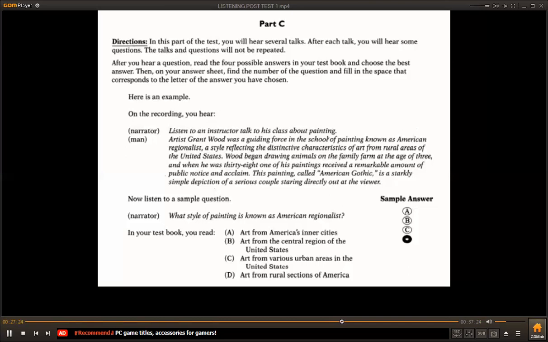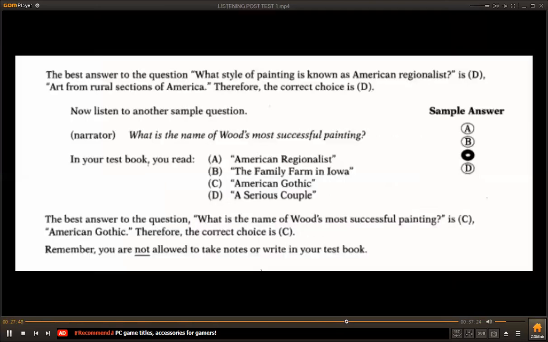Now, listen to another sample question. What is the name of Wood's most successful painting? In your test book, you will read A. American Regionalist. B. The Family Farm in Iowa. C. American Gothic. D. A Serious Couple. The best answer to the question, what is the name of Wood's most successful painting, is C. American Gothic. Therefore, the correct choice is C. Remember, you are not allowed to take notes or write in your test book.